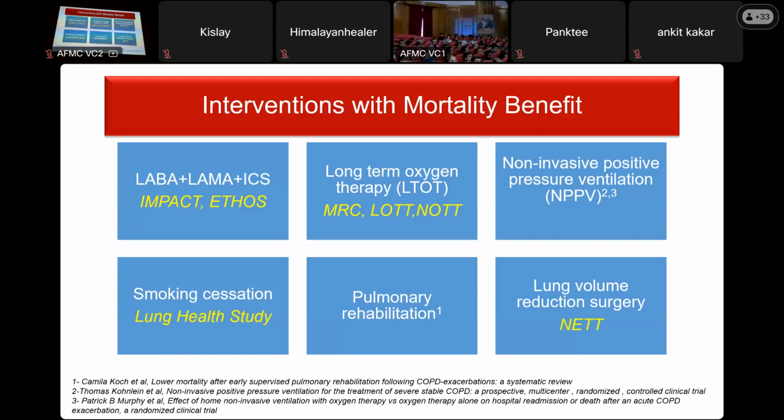So in the impact of the ETHOS trial, the addition of ICS has shown mortality benefit. We have already discussed the long-term oxygen therapy that has shown mortality benefit. NIV has also shown benefit. Besides this, smoking cessation, pulmonary rehab, and lung volume reduction surgery are the ones that have some mortality benefit in COPD. Next.